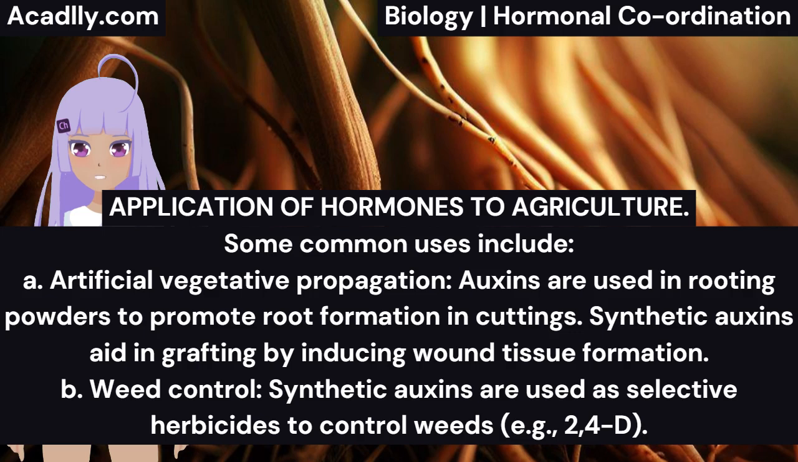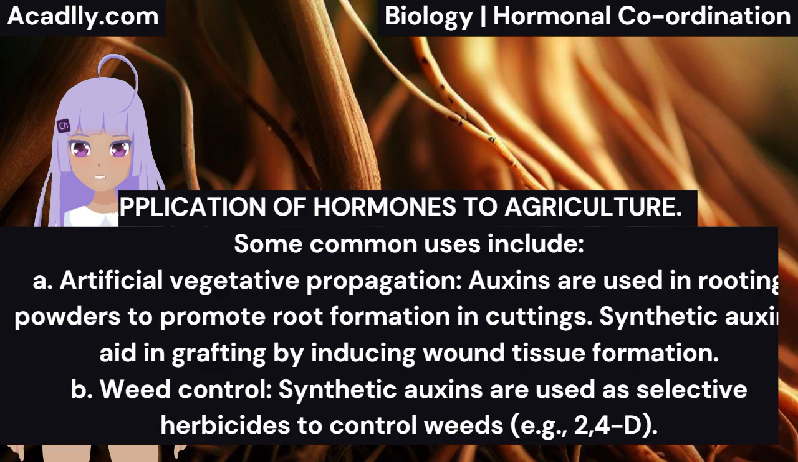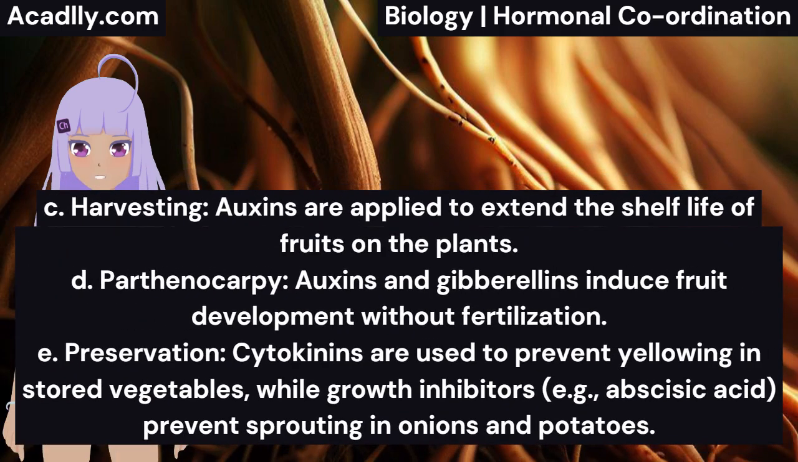Some common uses include A. artificial vegetative propagation. Auxins are used in rooting powders to promote root formation in cuttings. Synthetic auxins aid in grafting by inducing wound tissue formation. B. weed control. Synthetic auxins are used as selective herbicides to control weeds, e.g. 2,4-D. C. harvesting. Auxins are applied to extend the shelf life of fruits on the plants. D. parthenocarpy. Auxins and gibberellins induce fruit development without fertilization.